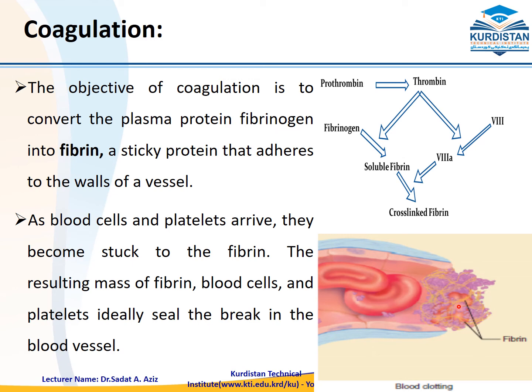So the cross-linked fibrin leads to the formation of a net at the site of the injury, which acts as a mesh, and the aggregated platelets and thrombocytes can be trapped in this network of fibrin, and this leads to what? Leads to the prevention of blood loss at the site of an injury.